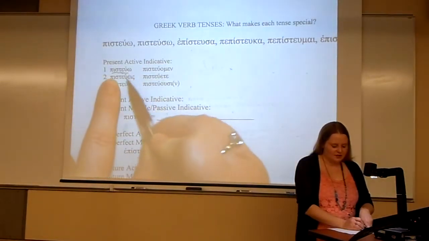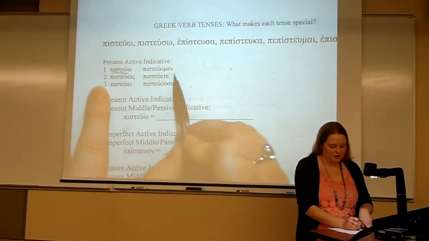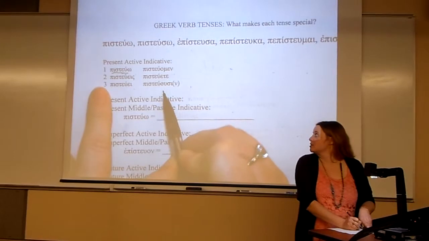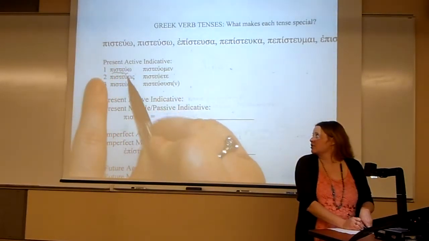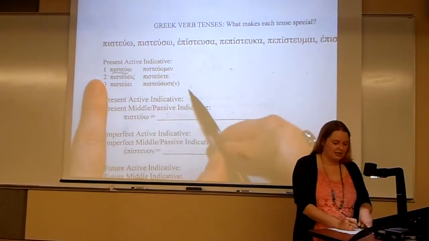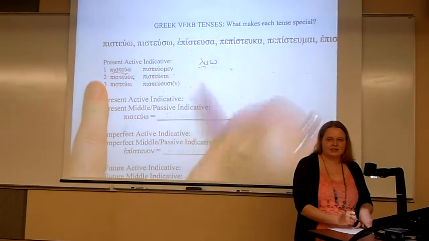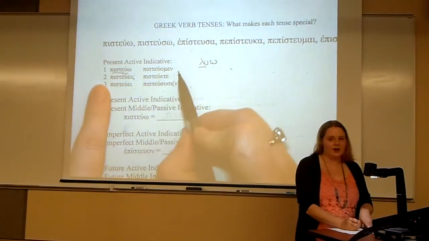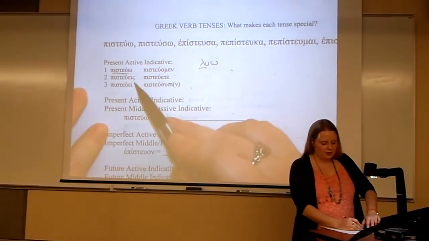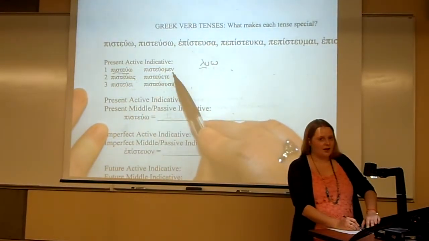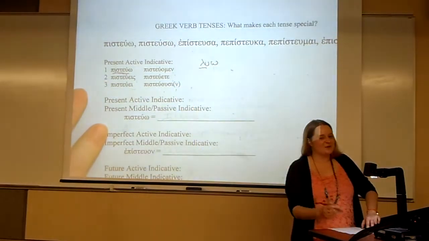Here are the forms that you just have to know. Pistuo, pistues, pistue, pistuomen, pistuete, pistuousi. And see how I've got the stem here underlined? Pisteu, and then you just add each of these endings to it. If you did it with the verb luo, then you take lu as the stem and then add to it the endings. Maybe you've heard me sing this little song. Luo, lueis, luei, luomen, luete, luousi. It's a good way to remember your present verbs.